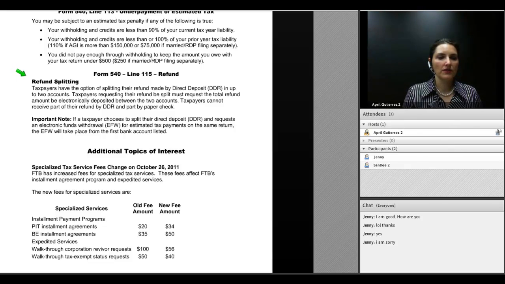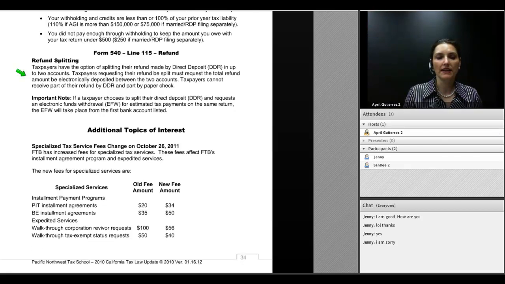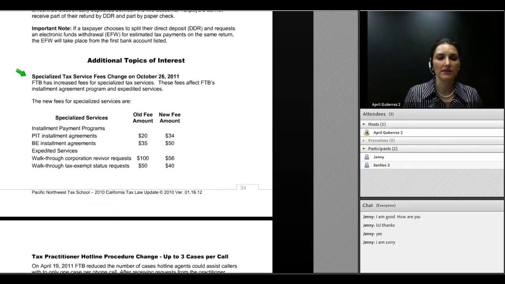And we're moving on down to line 115 of the Form 540, where you report your refund and how you want to receive it. California does allow refund splitting into 2 bank accounts, but if you split the refund into 2 bank accounts, all of the refund must be deposited and no amount can be received as a check.